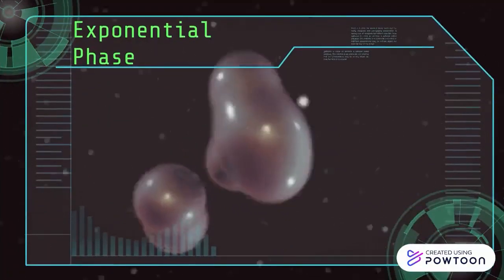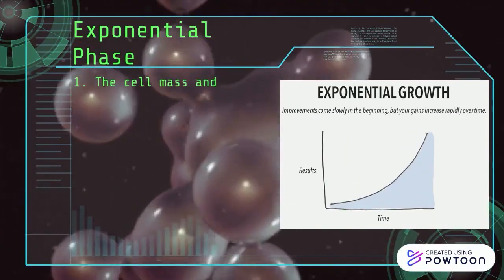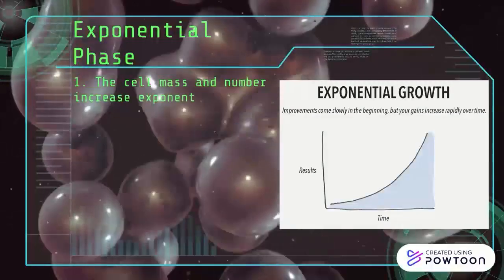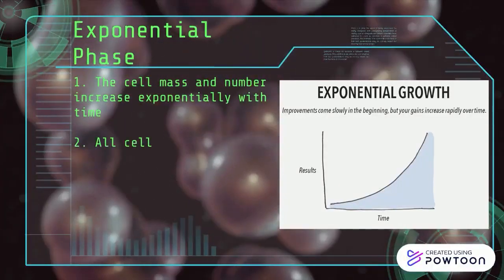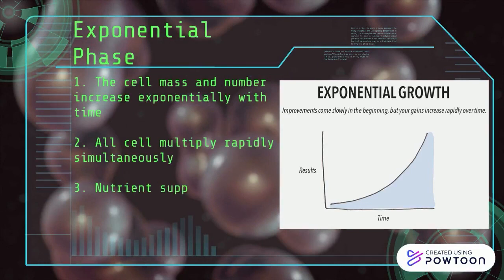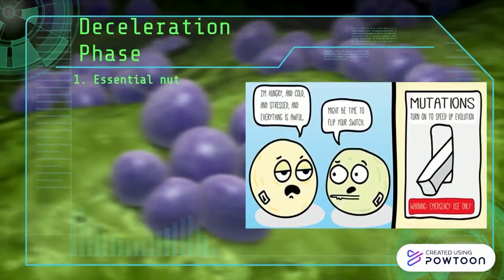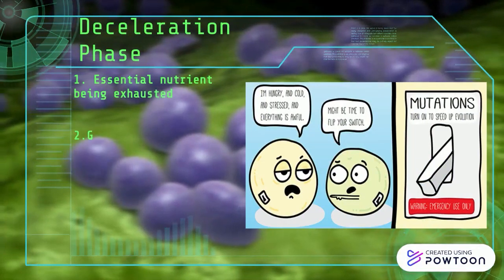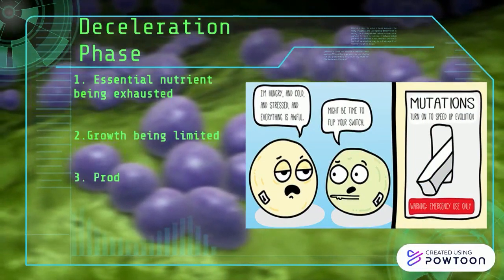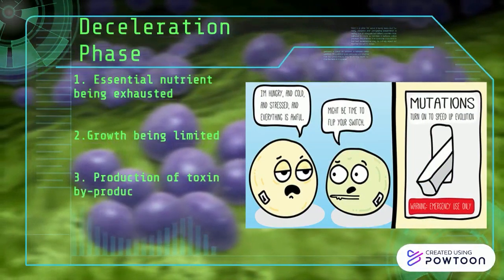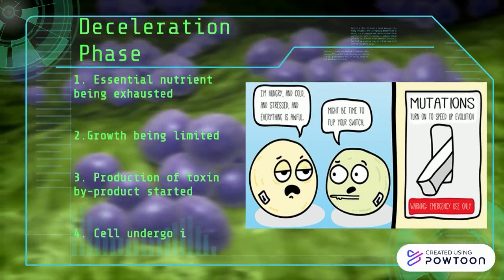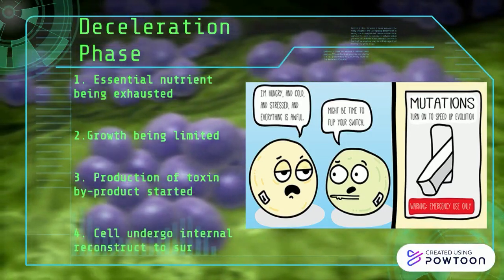In exponential phase, the cell mass and cell number increase exponentially with time as all the cells multiply rapidly and simultaneously, and the nutrient supply exceeds the demand and growth rate becomes independent of nutrients. In deceleration phase, essential nutrients are being exhausted by the cells, and cell growth is limited. The cells also start to produce toxic byproducts, and the cells undergo internal reconstruction to survive.